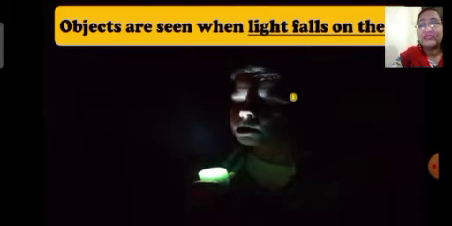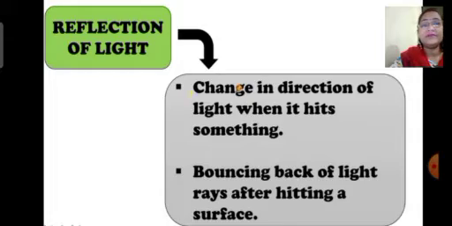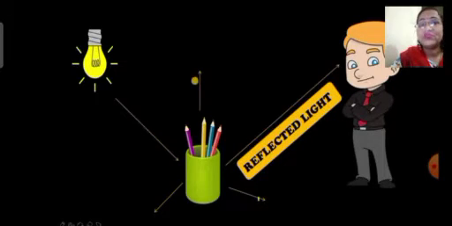Now I'll try to make you understand this. What happens when light falls on an object? Now, children, to better understand this, here I have taken one source of light. You can see that the source of light is a bulb. When the light from the bulb falls on this object, which is a pencil stand, light will reflect in all directions. We can say that light will bounce in all directions. This we call reflection of light.